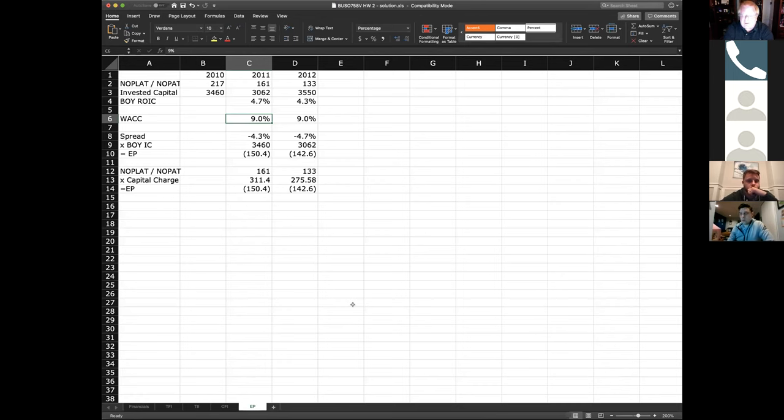So economic profit is just a way of saying two things. Number one, if it's negative, that means you didn't generate a positive spread, and it tells you how many dollars from that zero spread you are. So in 2011, the company had a 9% WACC and a 4.7% ROIC. Basically, they were 150.4 short of 9%. That's what negative 150.4 really represents: just a one period change in value.